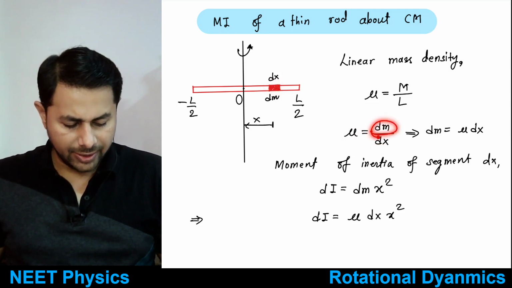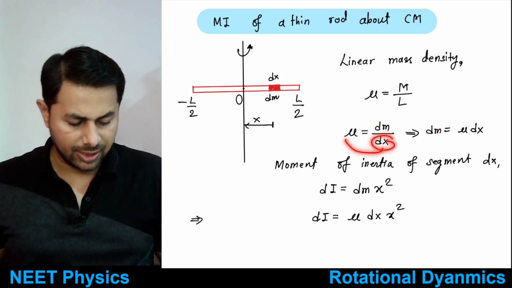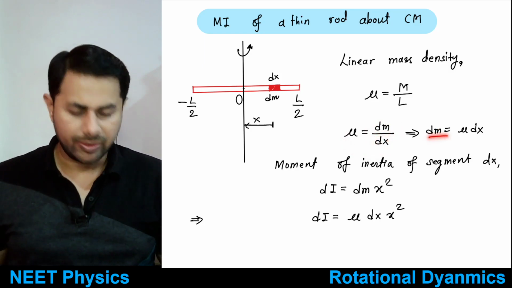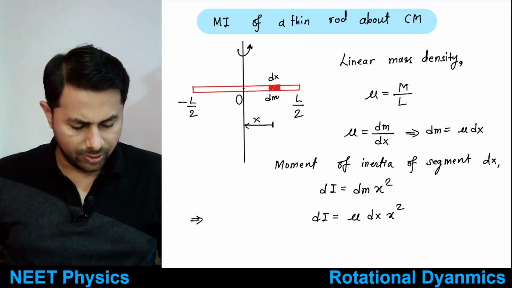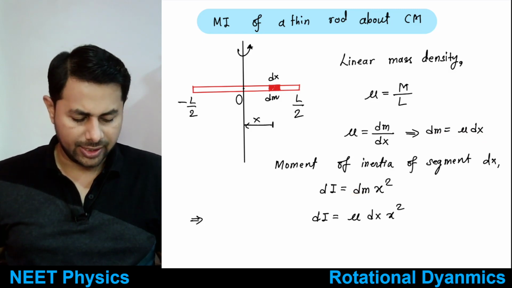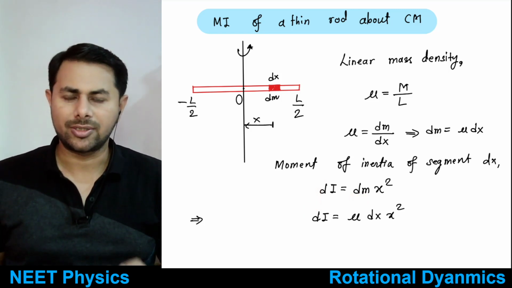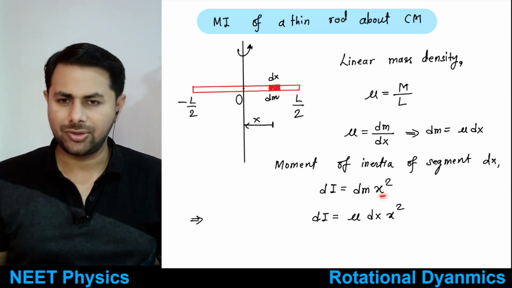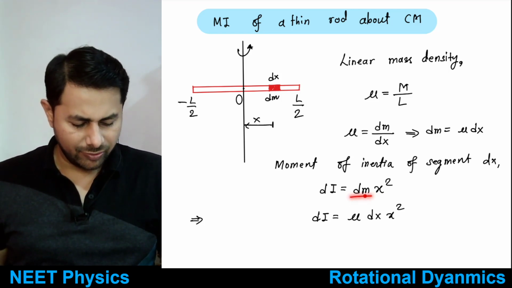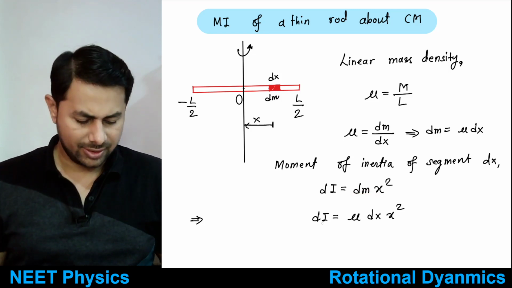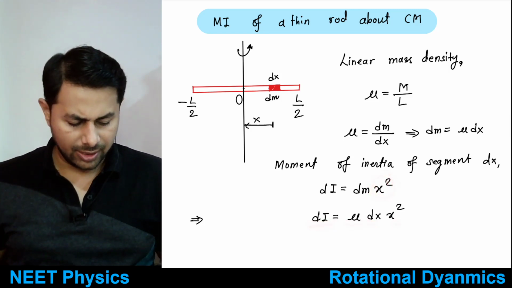Now I want to write dm in terms of x. So I will take this dx on the other side. So I can say that dm is equal to mu times dx. You put that here and then you integrate it. So why did we do this? Because here there were two variables. Mass is a variable and x is also a variable. We want to connect them, we want to have only one variable. So we wrote mass in terms of x. So dI is equal to mu times dx multiplied by x square, and then you integrate it.